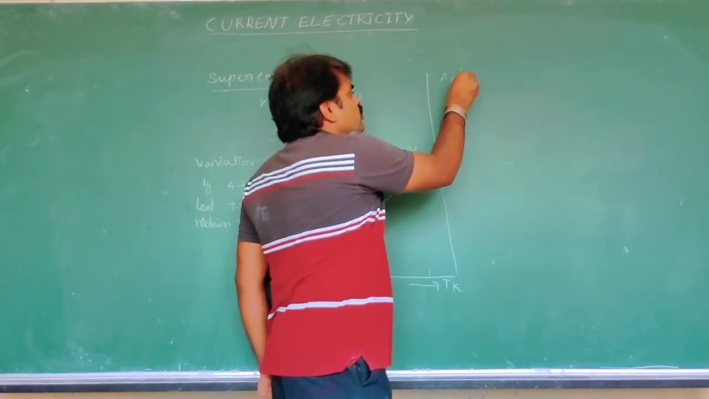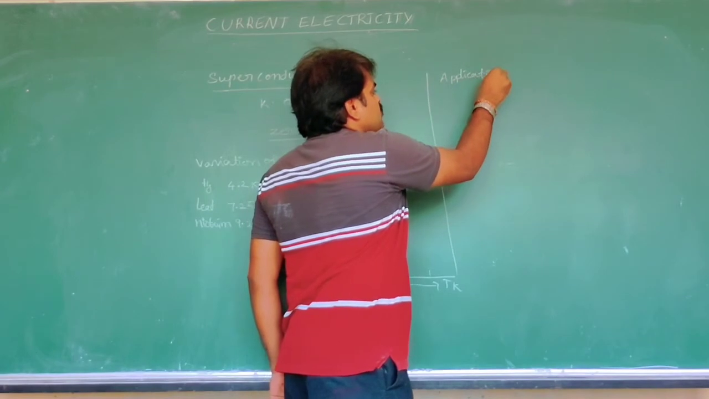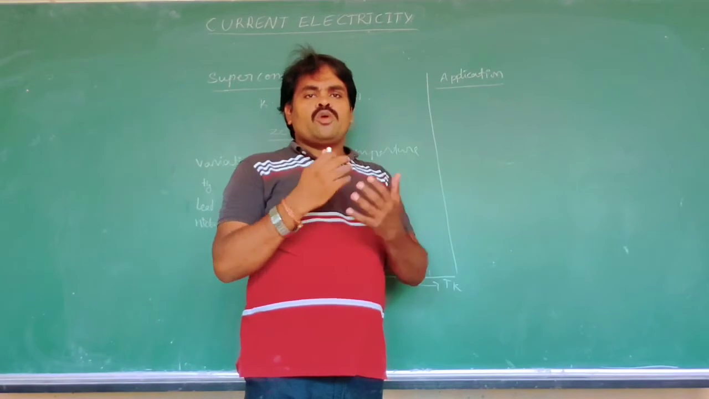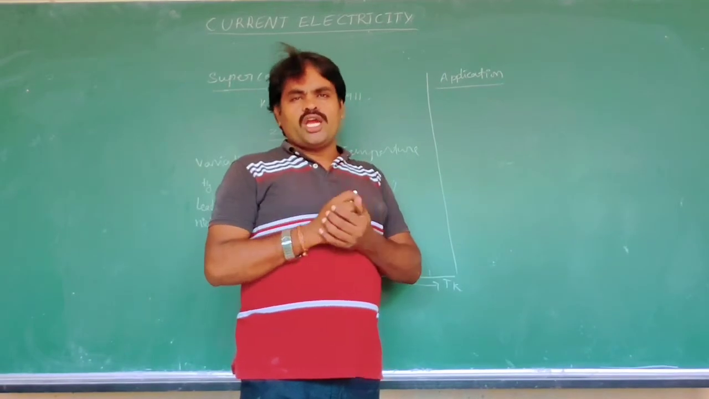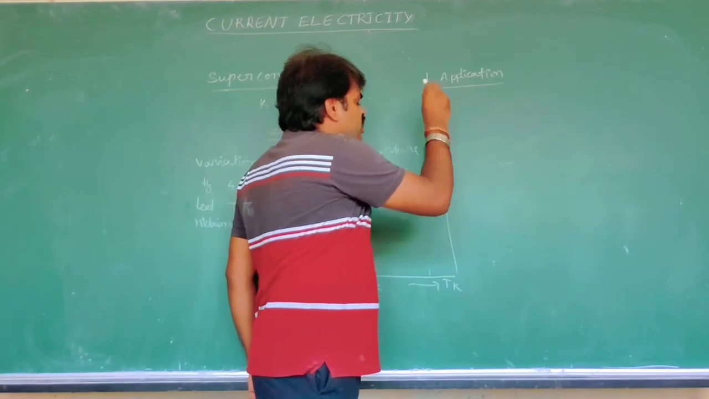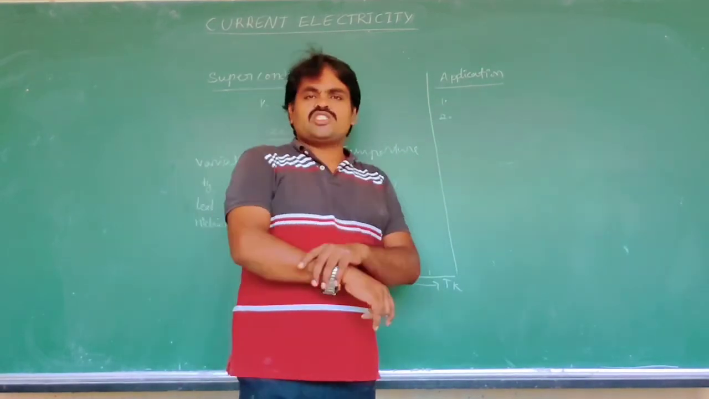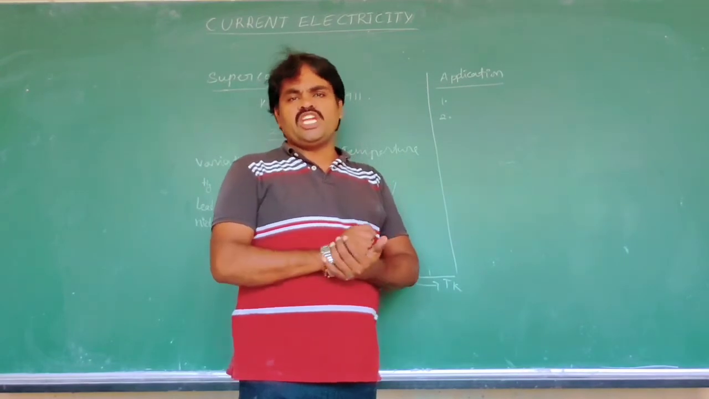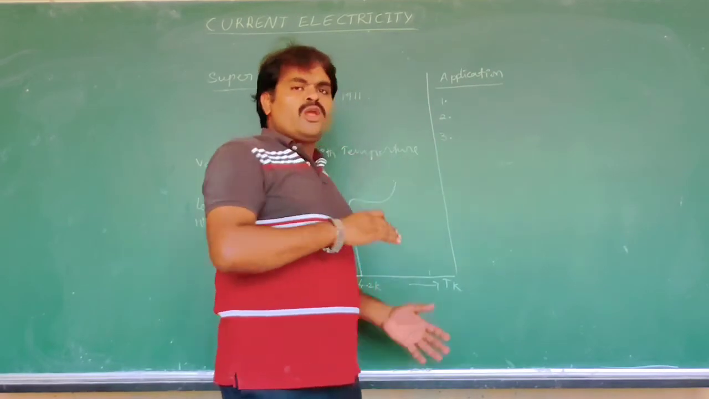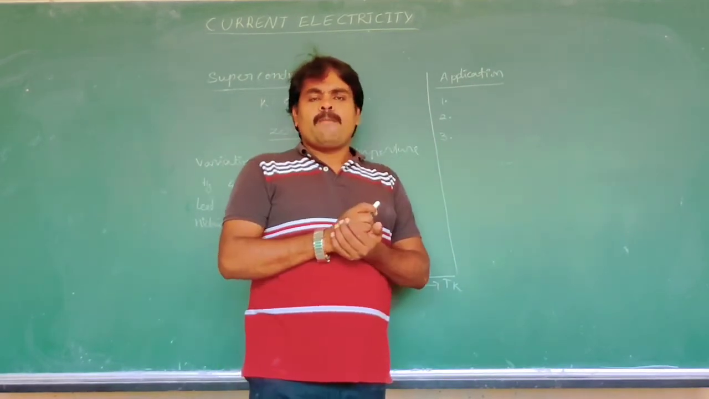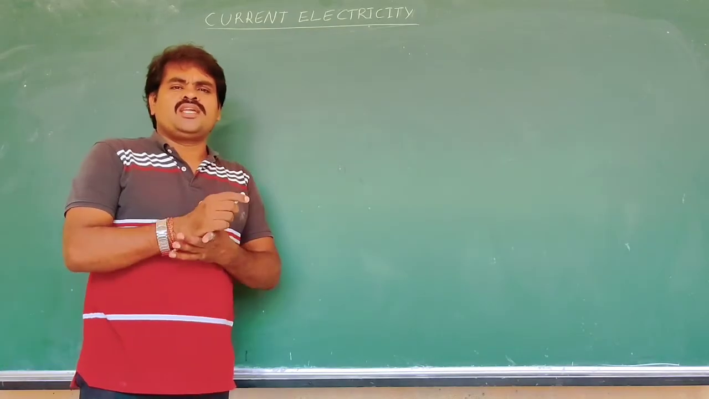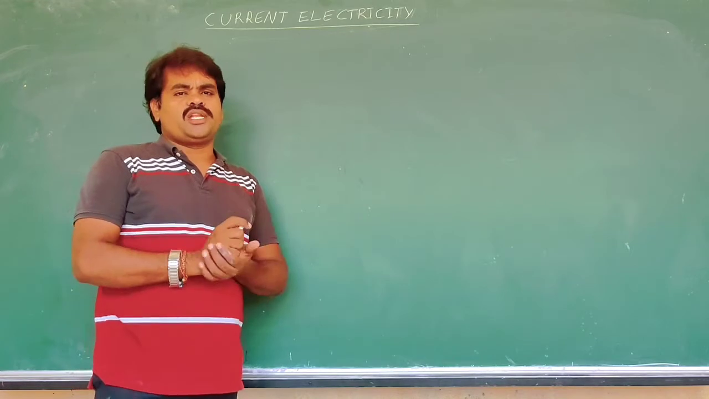Applications of superconductors. Superconductors are used to make strong electromagnets, in very high speed computers, and to transmit electric power. Now we are going to discuss the color code for carbon resistors.